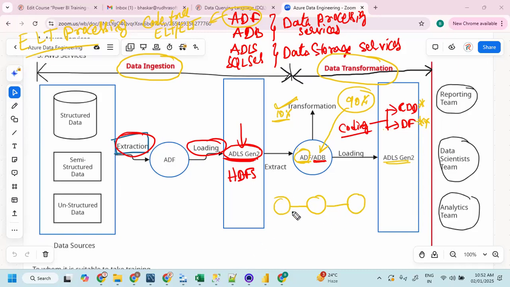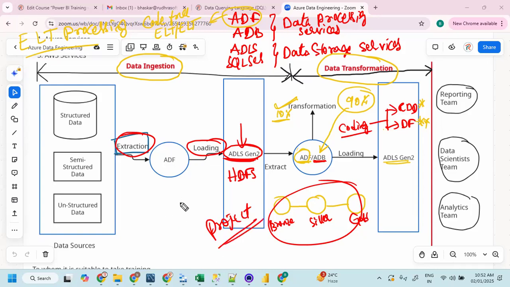So we have a different kind of layers. This is bronze, silver, and gold. We'll talk about all those things at the time of the project. This project I'm going to spend about 20 days, so I'm going to make you do it. If you can do that project, I'm sure you can survive any kind of project in Azure data engineering.